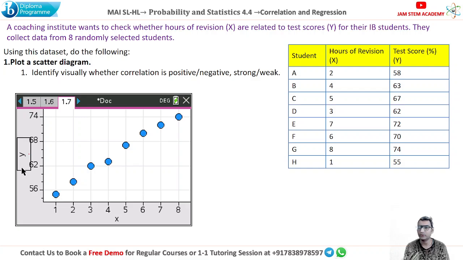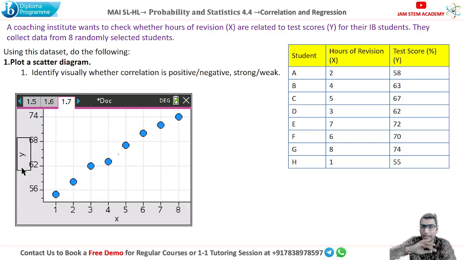Okay, so you can use your GDC or you can do it manually by hand. Now next is line of best fit. Here you can say something about the strong or weak correlation. As you can see, it is positive, going up, and it is strong. Yes, it is strong, right? Data points are close to the line.